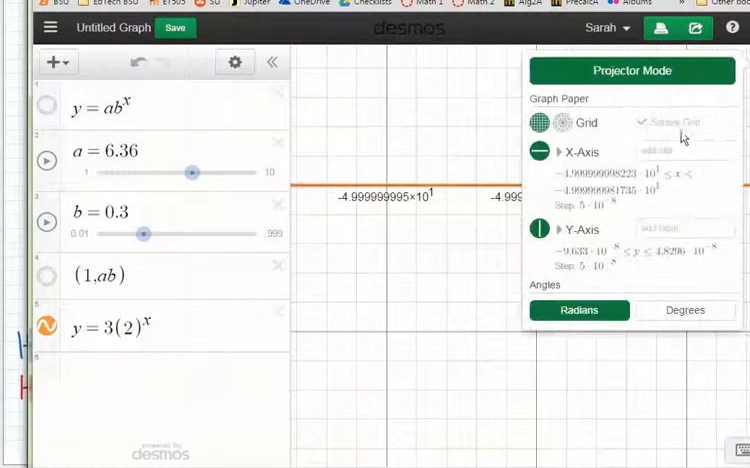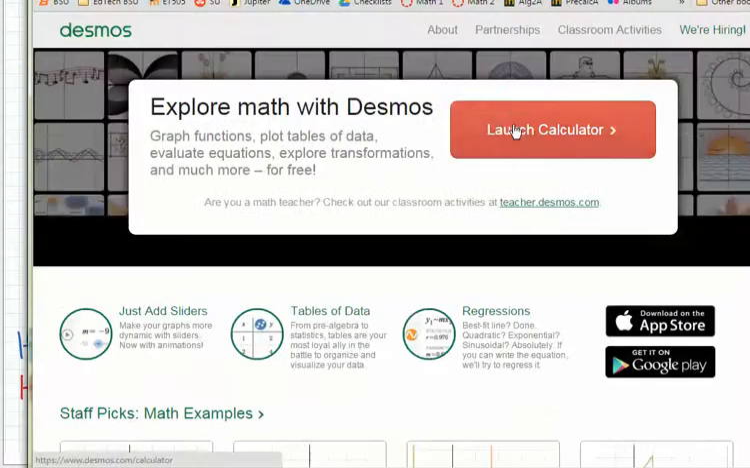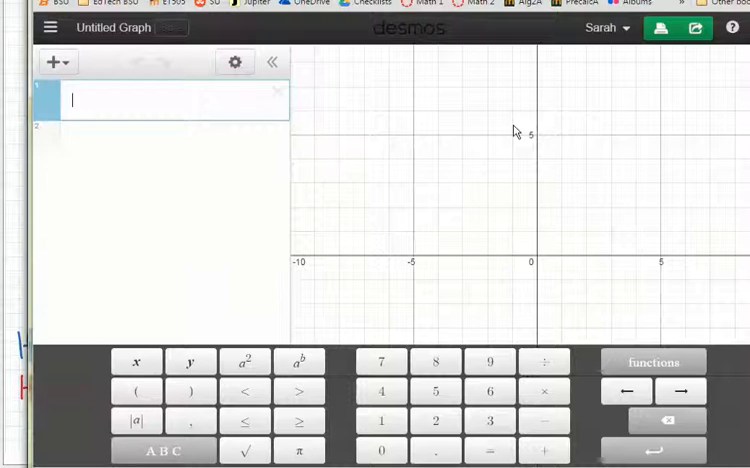You know what we can do? We could just... That's going to take like 10 minutes. Let's just go to Desmos again and launch the calculator, and it's all brand new.